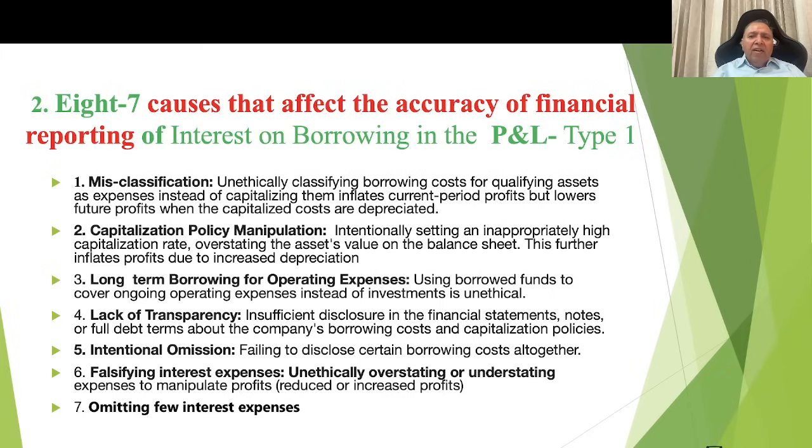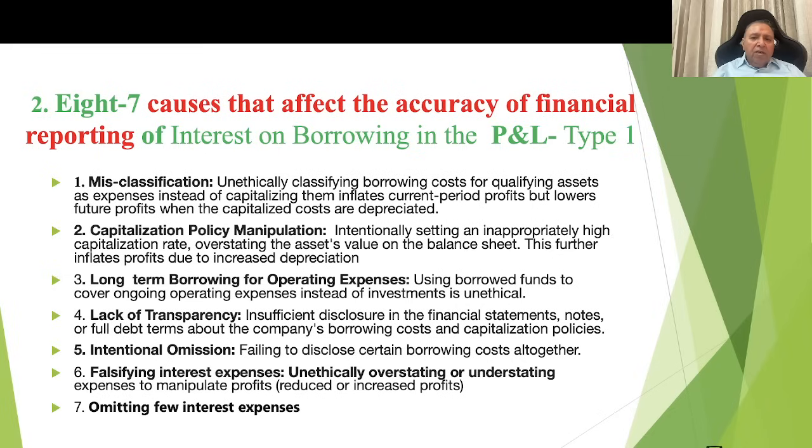Now, causes that can affect accuracy of the financial reporting of the interest on borrowings in the P&L account. There are 7 causes identified. Number 1 is misclassification, that is, unethically classifying borrowing cost for qualifying assets as expenses instead of capitalizing them to inflate the current period profits. Number 2 is capitalization policy manipulation, intentionally settling on an inappropriately high capitalization rate, overstating the asset's value on the balance sheet. This further inflates the profits due to increased depreciation.